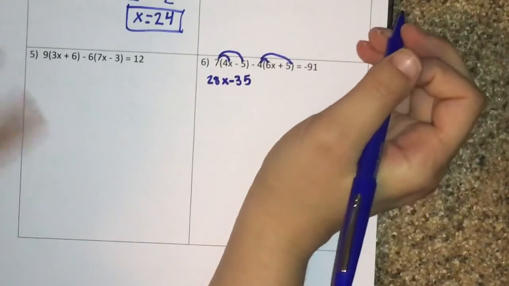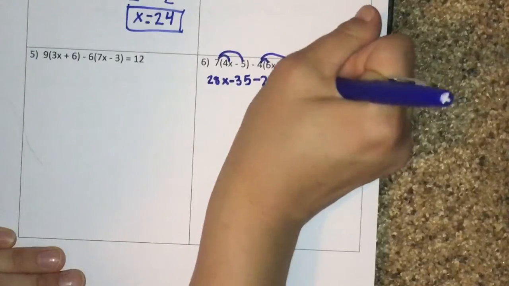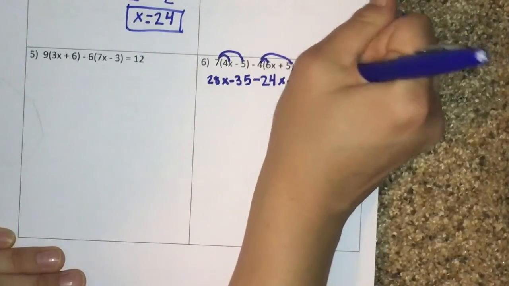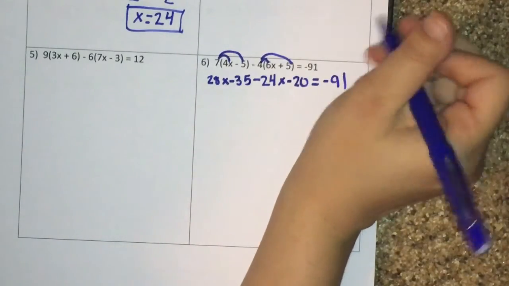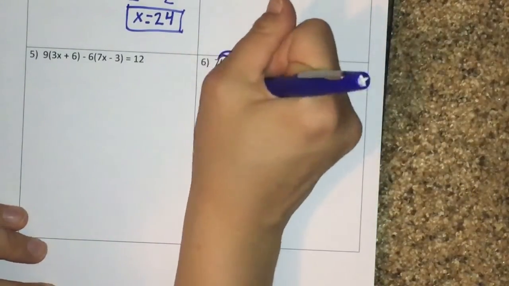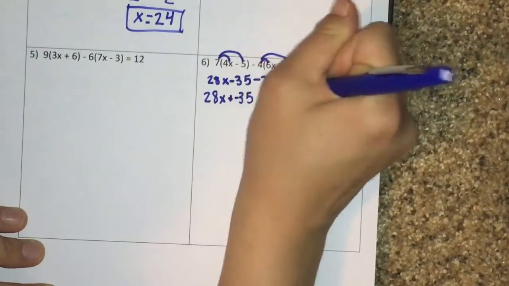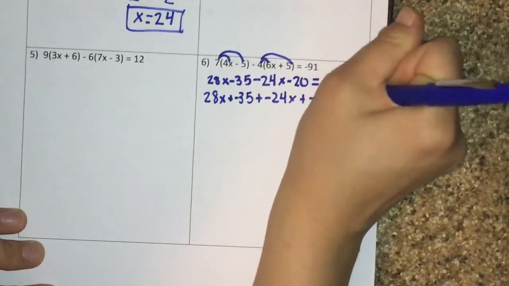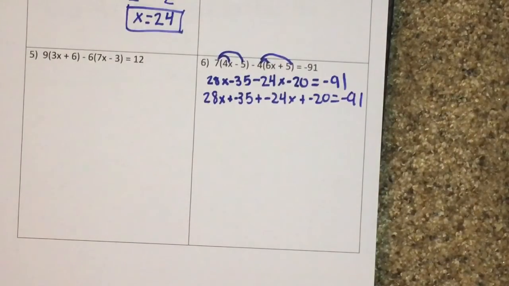Negative 4 times 6x is negative 24x. And negative 4 times 5 is negative 20. If it helps you, you can change your negatives to look like this: 28x plus a negative 35 plus a negative 24x plus a negative 20, if that helps you. If that doesn't, feel free to leave it as it is.